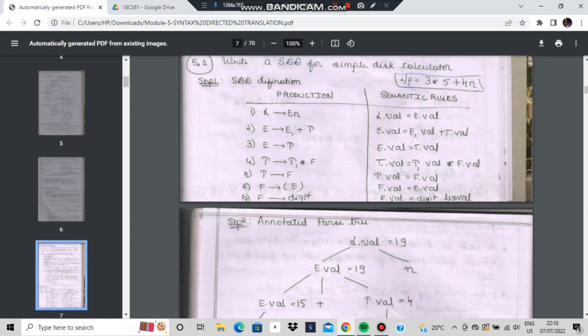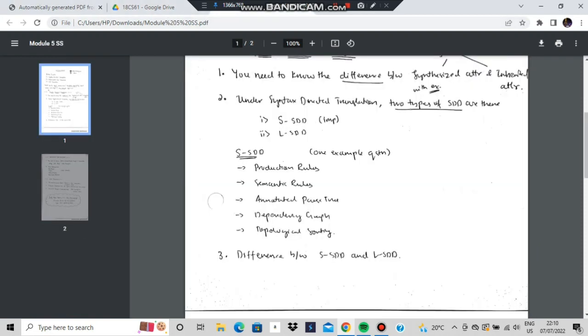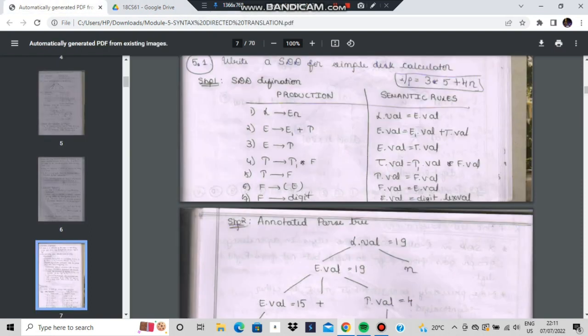So your first step is to write the production and the semantic rules. I already mentioned here this sequence you need to remember. Production and semantic rules, then these 3. That's how you solve SDD questions. Production will write here, semantic rules will write here.